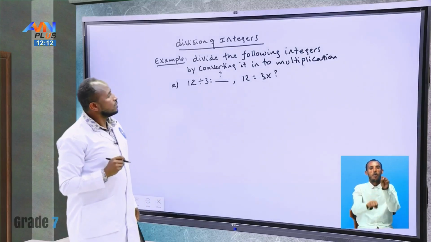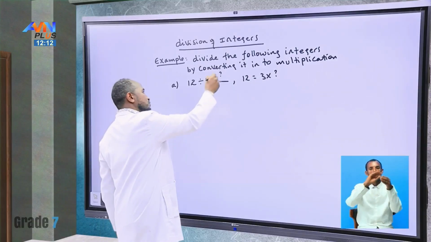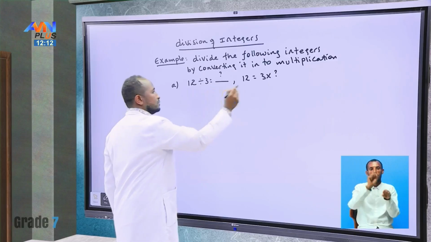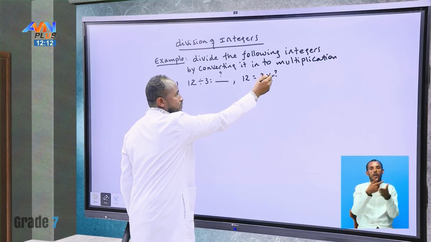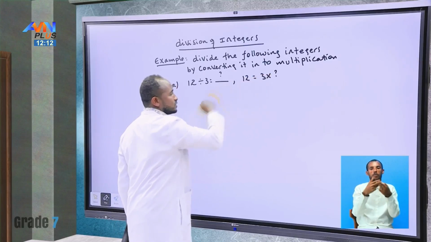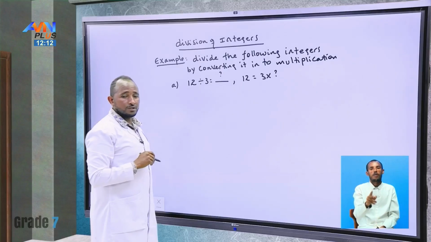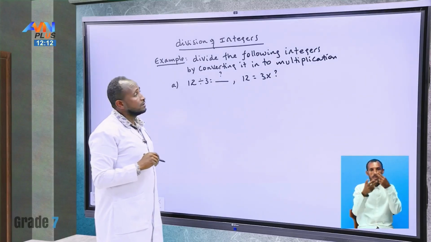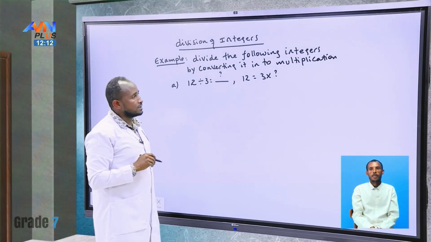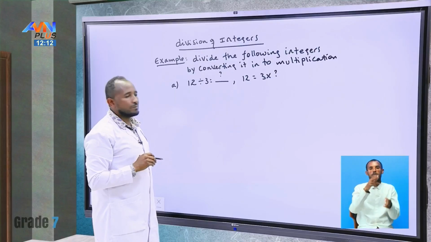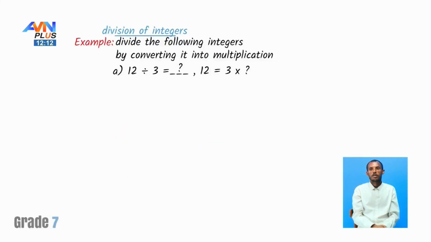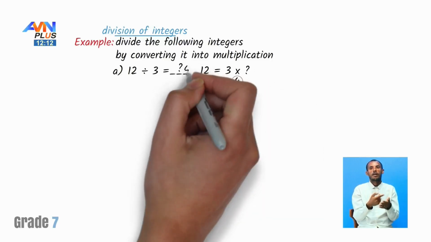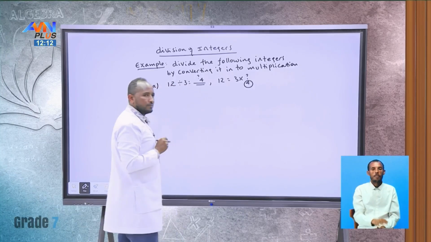So what number should be here, so that the product of these two gives us 12? The answer is this, 3 times 4. The number must be 4. So the number here must be this 4. The product gives you 12. Therefore, here the answer will be this 4.